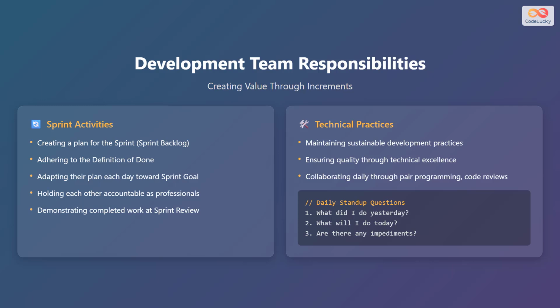The development team is responsible for creating a plan for the sprint, adhering to the definition of done, adapting their plan each day toward the sprint goal, holding each other accountable as professionals, and demonstrating completed work at sprint review. They are also responsible for maintaining sustainable development practices, ensuring quality through technical excellence, and collaborating daily through pair programming and code reviews. Daily stand-up questions that the development team can ask themselves are: what did I do yesterday? What will I do today? And are there any impediments?